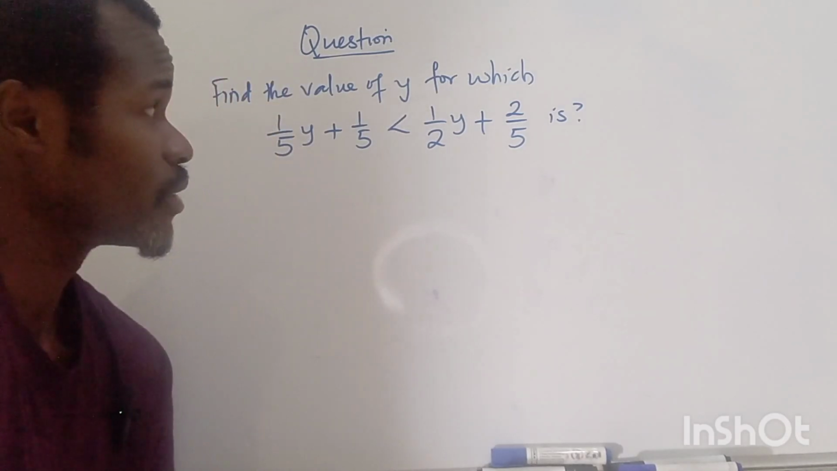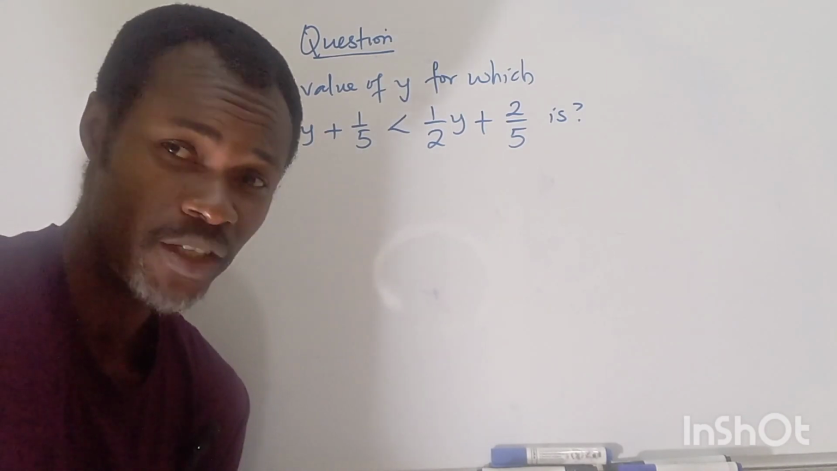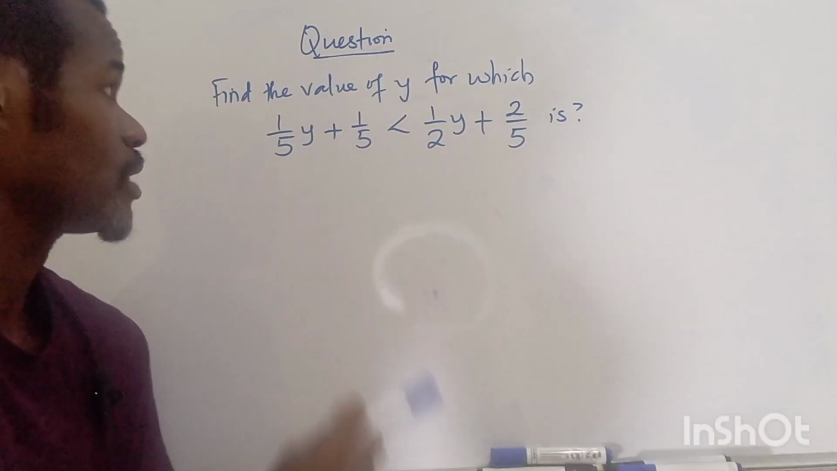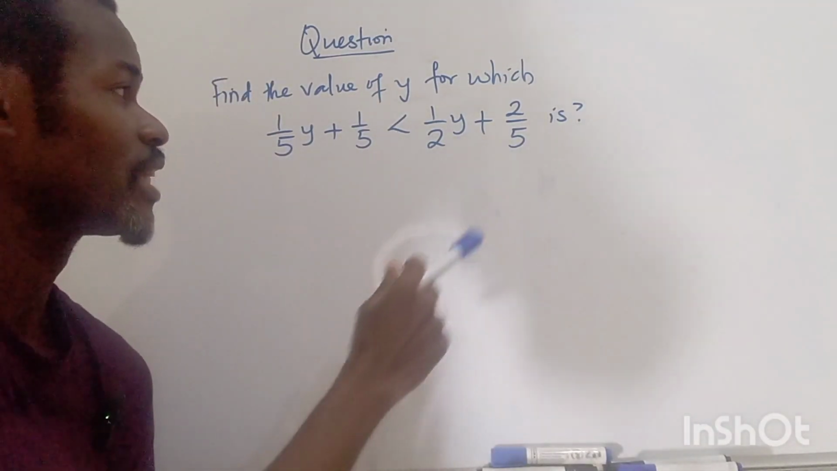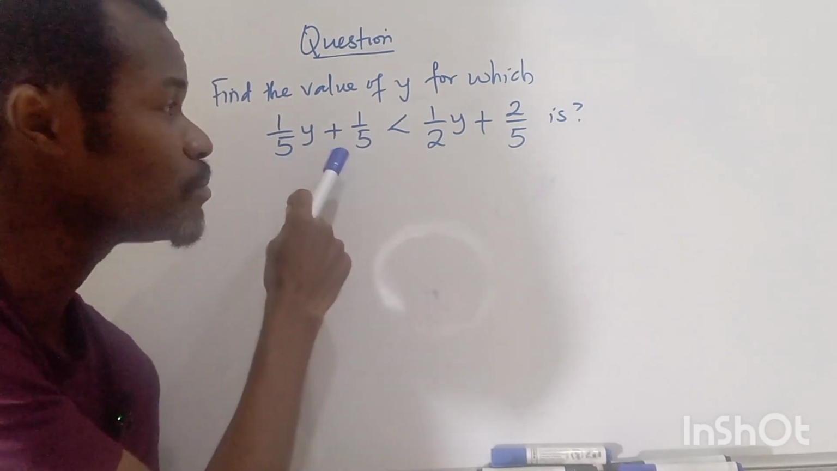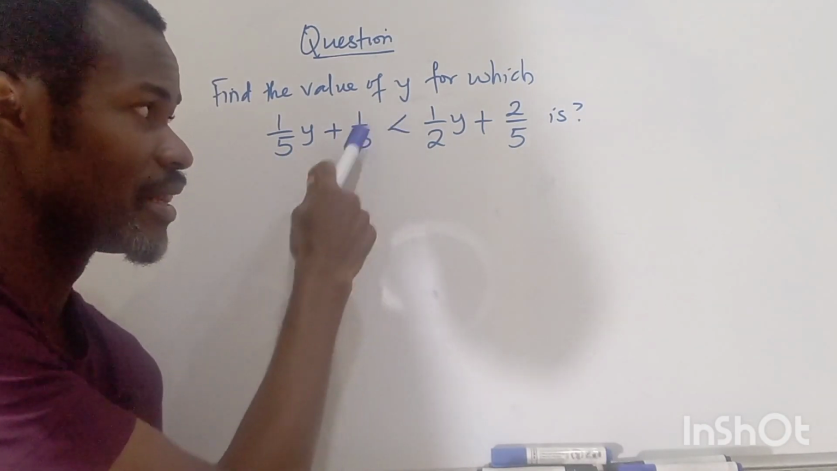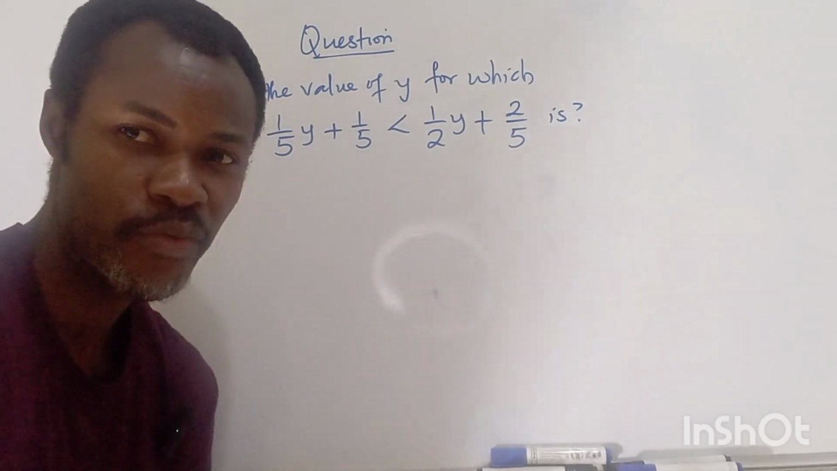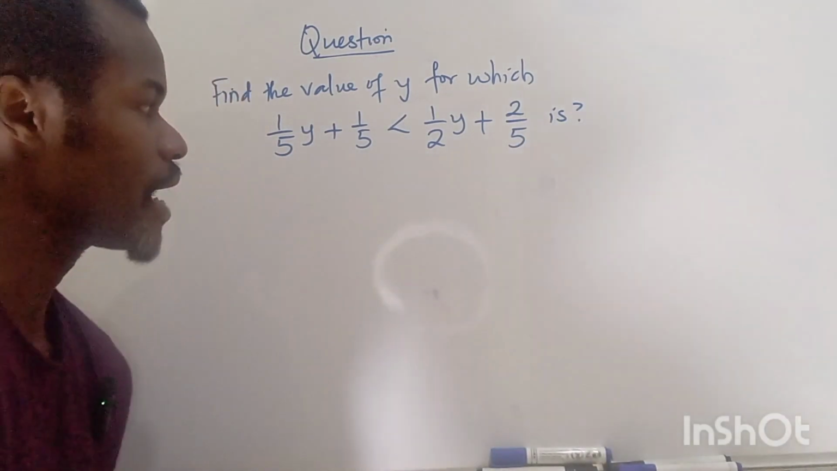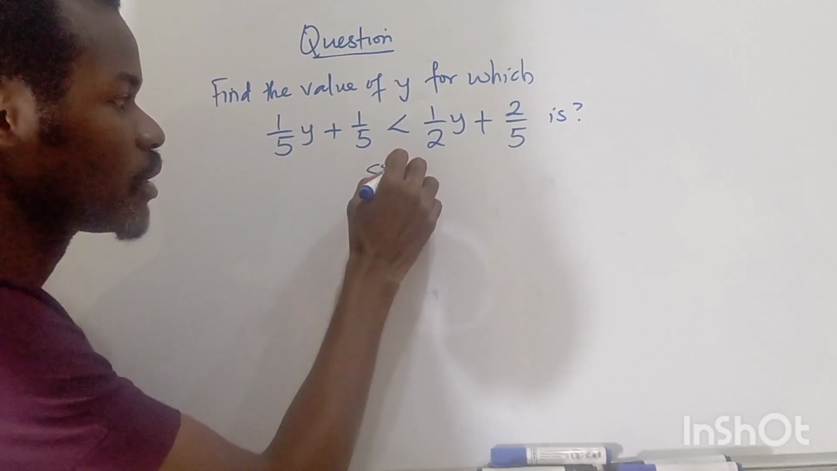Alright, so today we are going to look at a problem on inequalities. The question says we should find the value of y for which we have the expression 1 over 5y plus 1 over 5 is less than half of y plus 2/5. So how do we go about solving this problem?